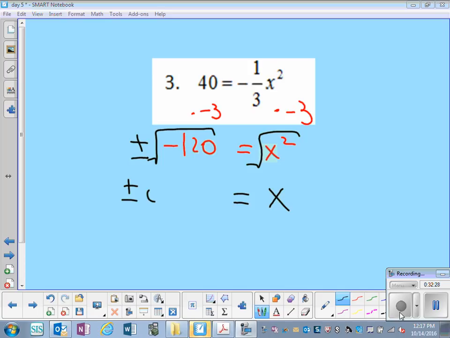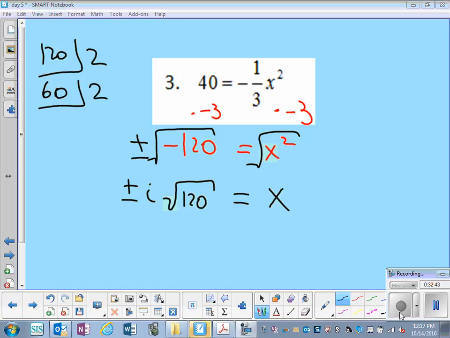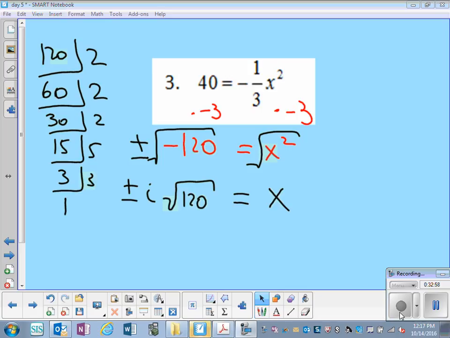And then how do I simplify the square root of negative 120? First thing to do is take i out. Now I have the square root of 120. So we do the ladder? Yeah. Okay, so 120, I can divide by what? 2, 60, 2, 30, 2, 15, 5, 3, 3, 1. Okay, but you're waiting for me to do it.